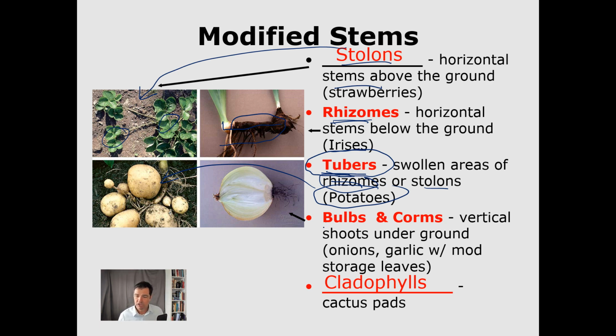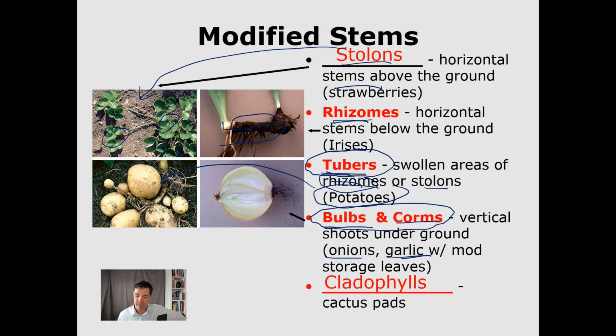And then we have, we'll just lump these together. If you take botany, you get into more detail on this, but we call them bulbs and corms. They're basically a modified stem. Onions and garlic are examples of that. Some of them have storage leaves with them and things of that sort. We'll just lump them together in that case. So onions and garlic are different kinds of bulbs and corms, a modified stem.